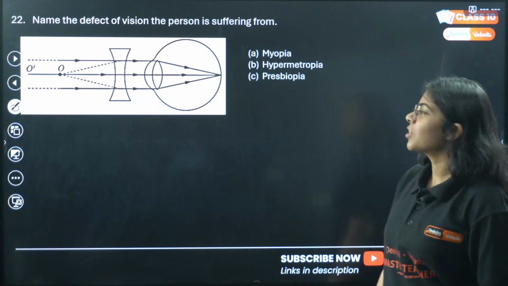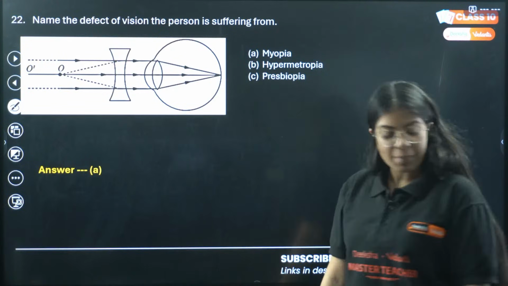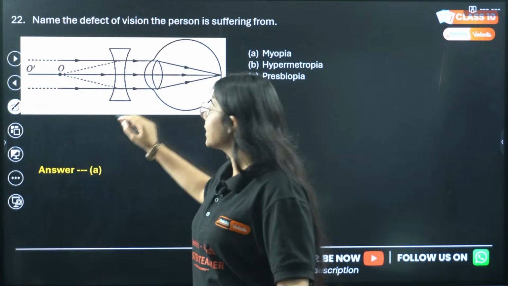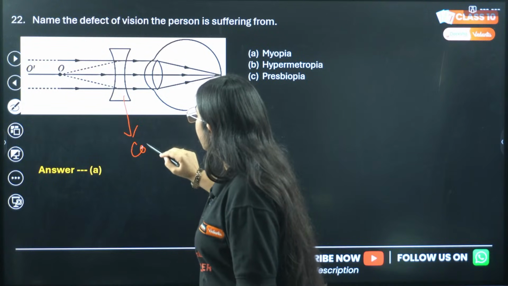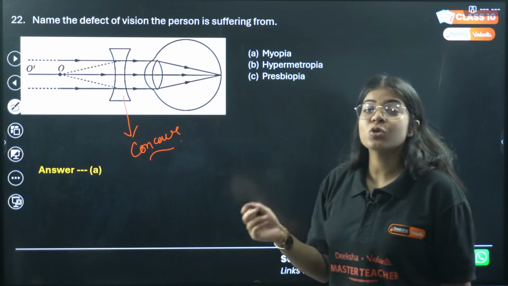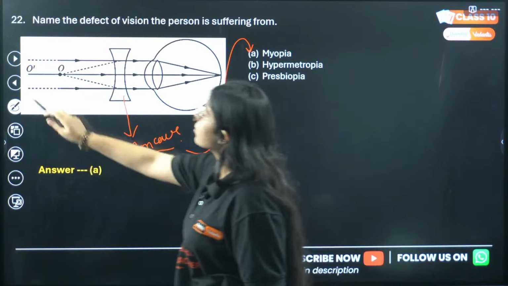Name the defect of vision the person is suffering from. Okay, let's see the answer. The answer is actually myopia. Everyone is correct. Why can you clearly say this? This is a concave lens, definitely. And concave lens is used to correct what? It's used to correct myopia. Correct? Let's move on to the next question.